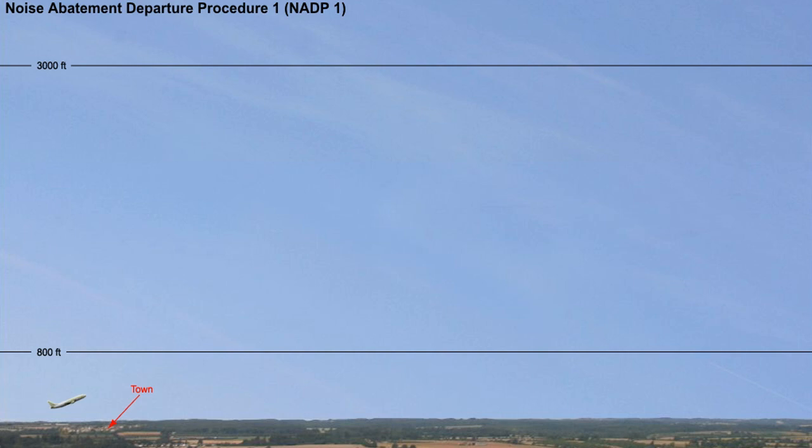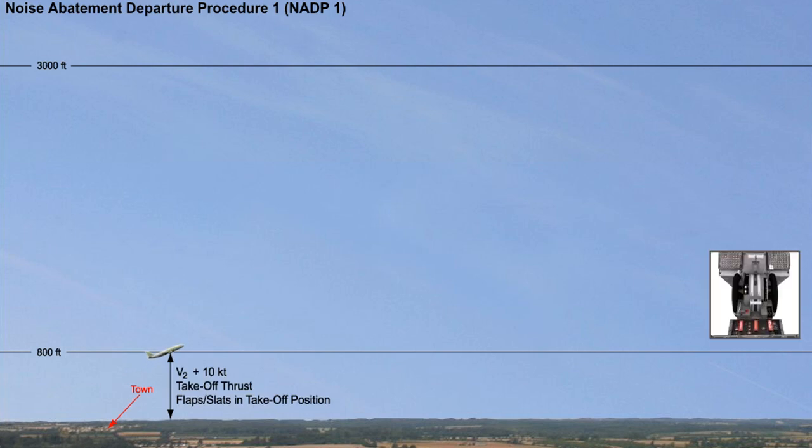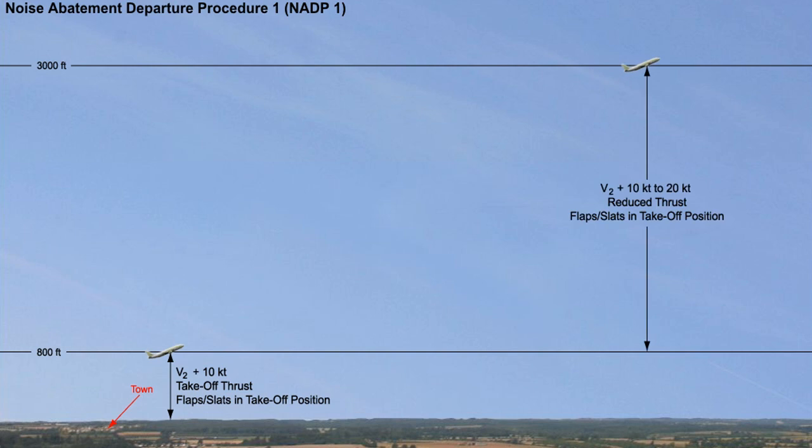Noise Abatement Departure Procedure 1 involves initially climbing to 800 feet above aerodrome level at no less than V2 plus 10 knots. On reaching 800 feet, adjust and then maintain engine power in accordance with the noise abatement schedule in the aircraft operating manual, and maintain a climb speed of V2 plus 10 to 20 knots with flaps and slats still in the takeoff configuration until a maximum of 3,000 feet. From 3,000 feet, and while maintaining a positive rate of climb, accelerate to en route climb speed, retracting flaps and slats on schedule.